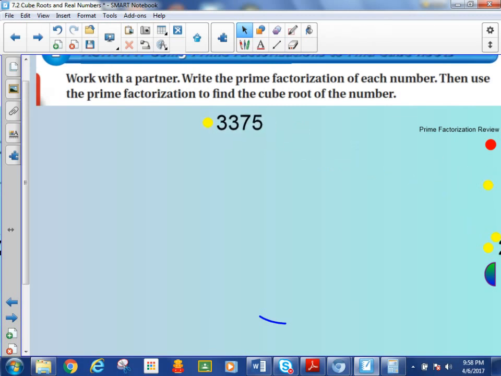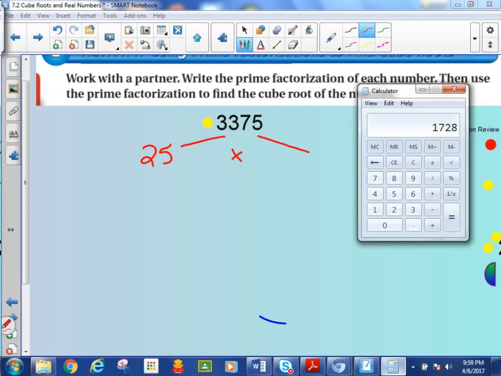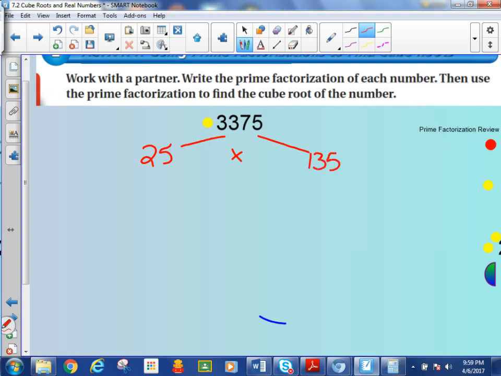Ooh, a big one, 3,375. So I'm looking at that like money. I see 75 in there, so I'm going to say quarters. I'm going to throw a 25 out here. Now, I don't know what I have to take 25 times, so I'm going to punch in 3,375 divided by 25 gives me 135. Okay, 25 can break down to 5 times 5. 5s are prime.